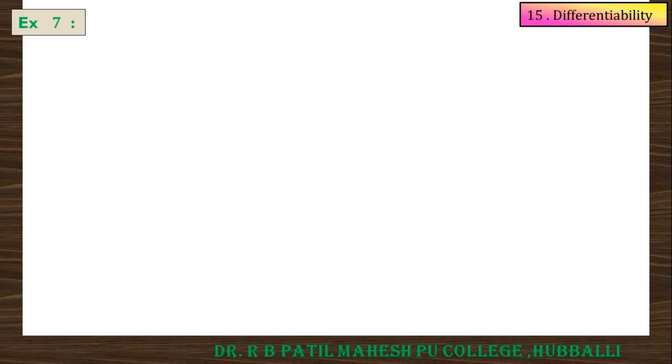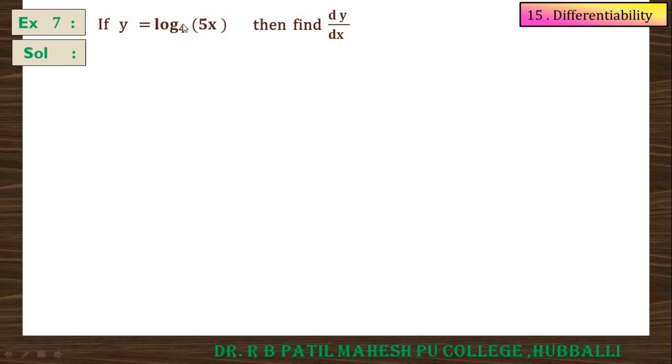Okay, I will take an example on that. If y is equal to log 5x to the base 4, then find dy by dx. Now this is log f of x, and the base is not e, it is 4. So I write the derivative directly here. First you write the given function. I am not using the change of base formula. Directly I am writing the differentiation.